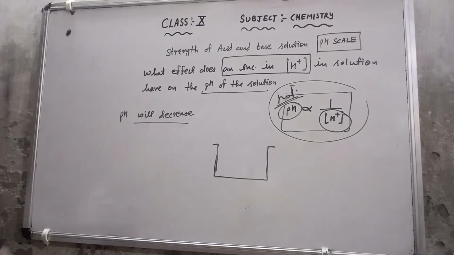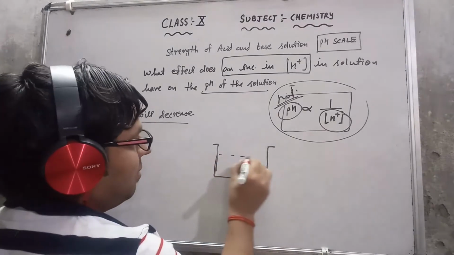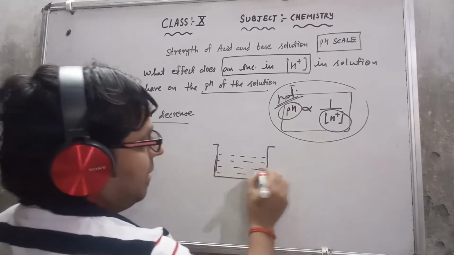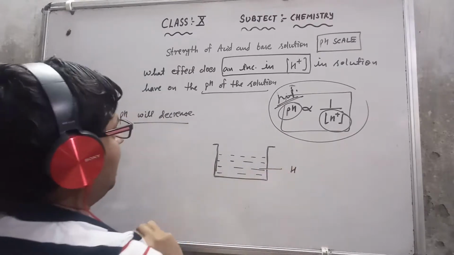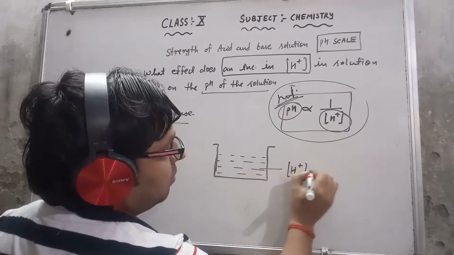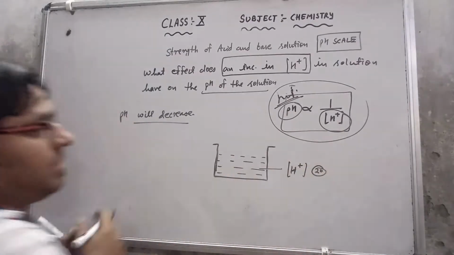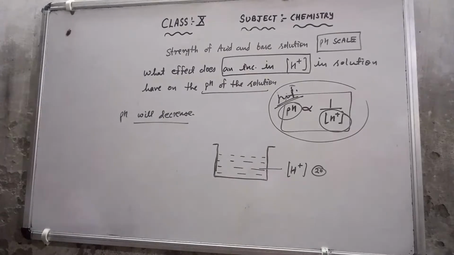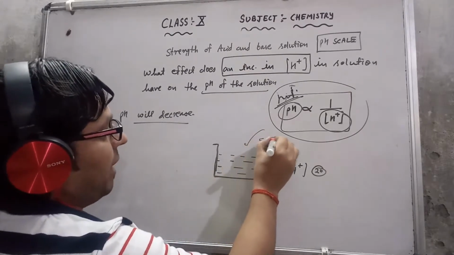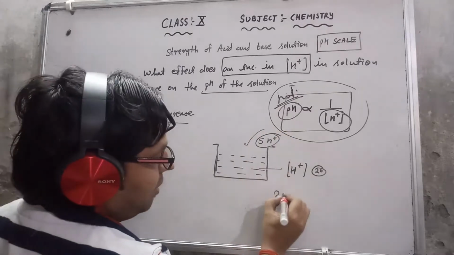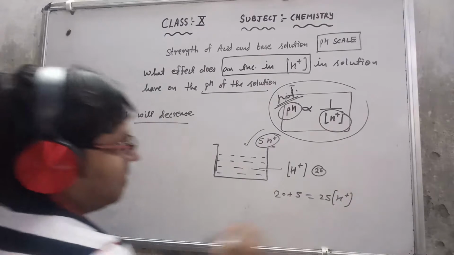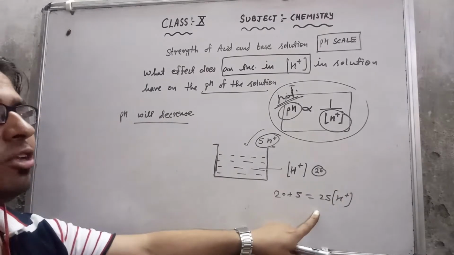Okay, in this container I have some acid. Suppose 20 hydrogen ions are present. Now I am going to add 5 more hydrogen ions, so the total is 20 plus 5, which is 25 hydrogen ions. Very simple: the hydrogen ion concentration is going to increase.